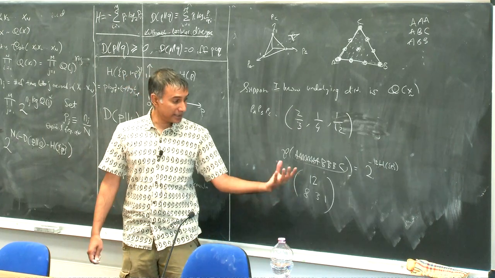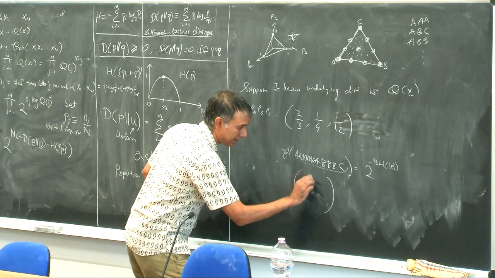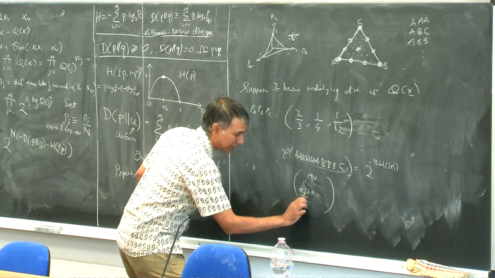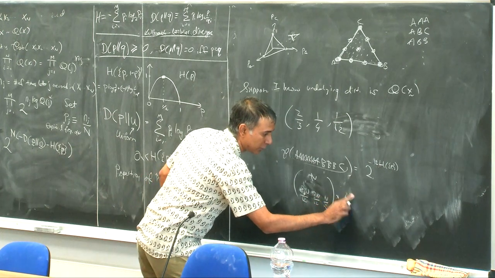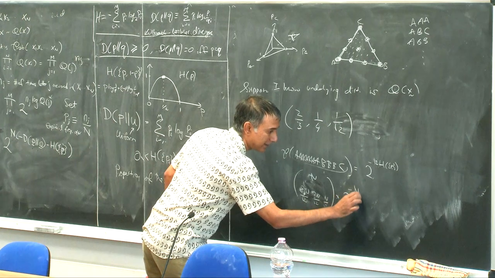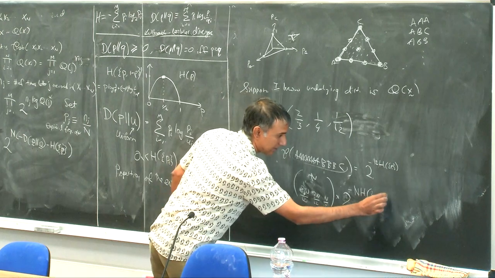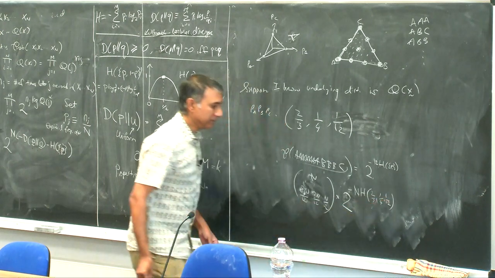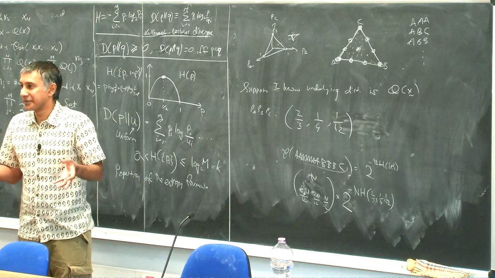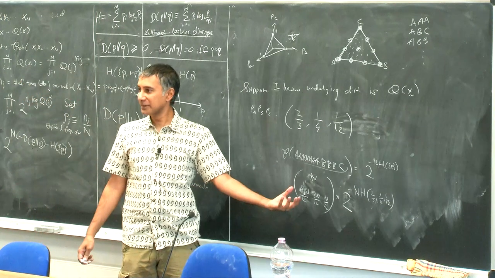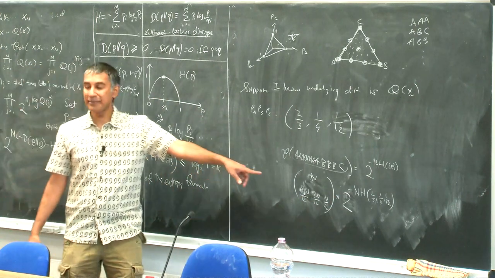So here's the question. If you multiply n choose 8n over 12, 3n over 12, n over 12, and you multiply this by 2 to the minus n h of 2 thirds, 1 fourth, 1 twelfth, right? This is the total weight of all sequences that have that distribution of letters. It's all the ways you can permute it, and it's the probability of each one of those. And now I'll ask you, as n increases, what do you think happens to this number?